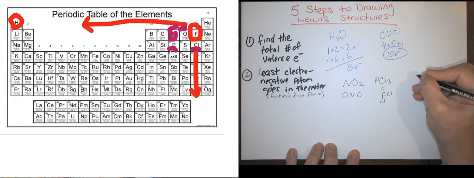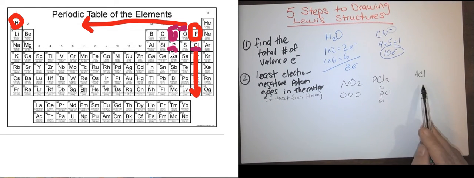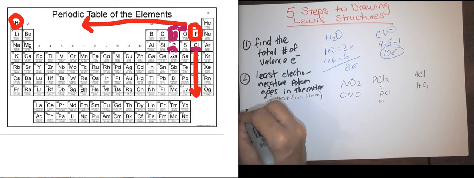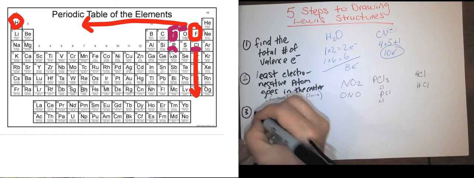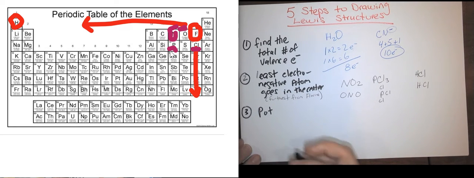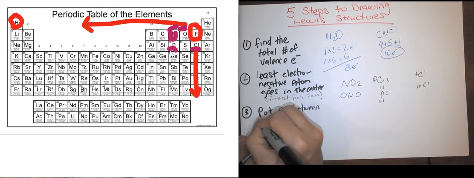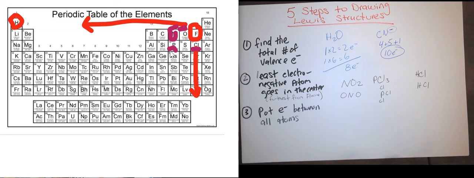All right, what about if we have something like HCl? Well, HCl, there's only 2, so we don't have a middle one, so it will just be next to each other, as it is there. Super. All right, step number 3 is you put electrons between all of the atoms. Now this signifies your bonds. That's it. It just signifies your bonds.